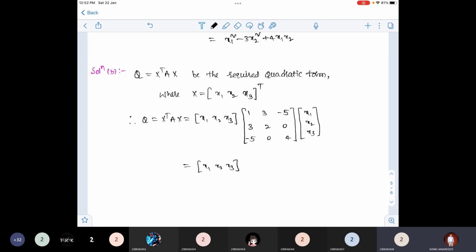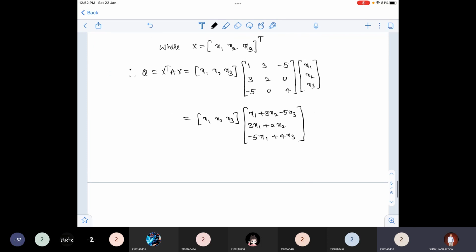First multiply the last two matrices. Then tell me what we can get. Here x1 plus 3x2 minus 5x3. Next one is 3x1 plus 2x2. Next one is minus 5x1 plus 4x3.